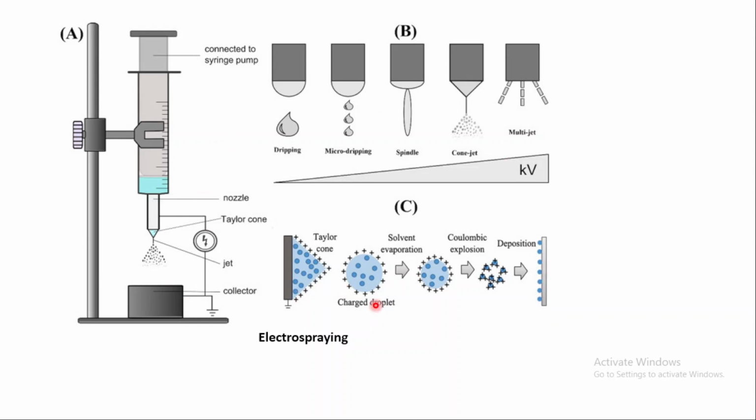So this is the whole method of electrospraying, and the spray can be controlled through the Taylor cone. It can be dripping, forming a large droplet, micro dripping, spindle, cone jet, or multi-jet. These are different kinds of sprays which we can use through adjustment of the Taylor cone and depending on the voltage applied between the collector and the Taylor cone. And we feed the bulk nanomaterial dissolved in a solvent through this connected syringe pump. And this is the method of electrospraying.